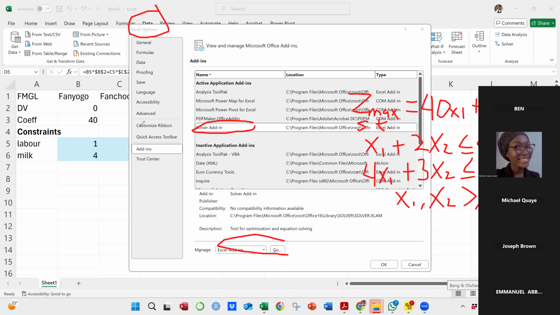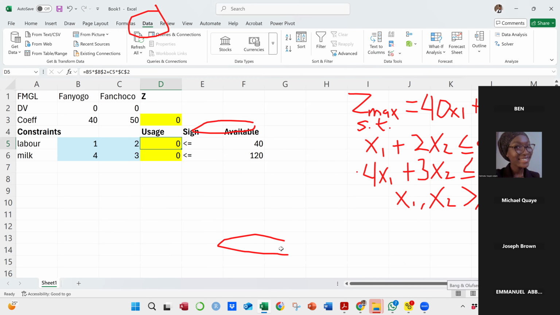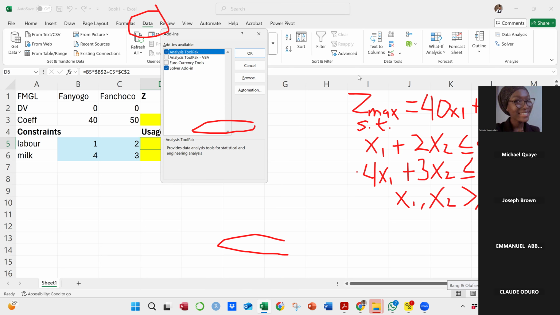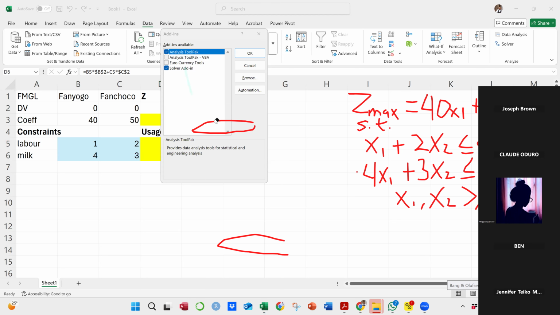When you select Go, a pop-up will show. This is known as the Add-ins dialog box. You see Solver is in one of them. There's a box on the left of Solver. Check that box and click OK. And this time you should see Solver there. For those of you who followed this process and now see Solver, raise your hand and let me know.